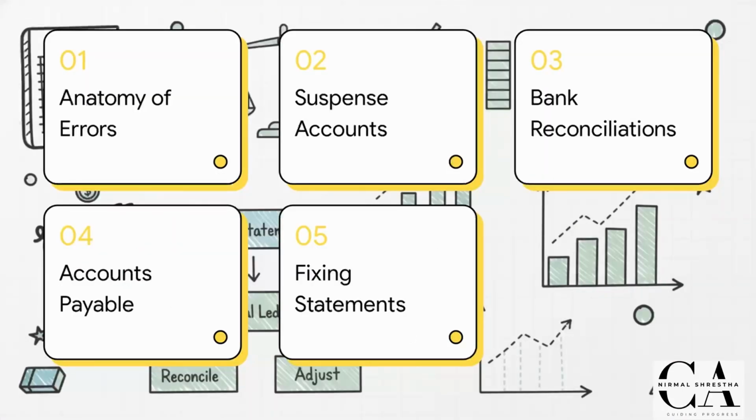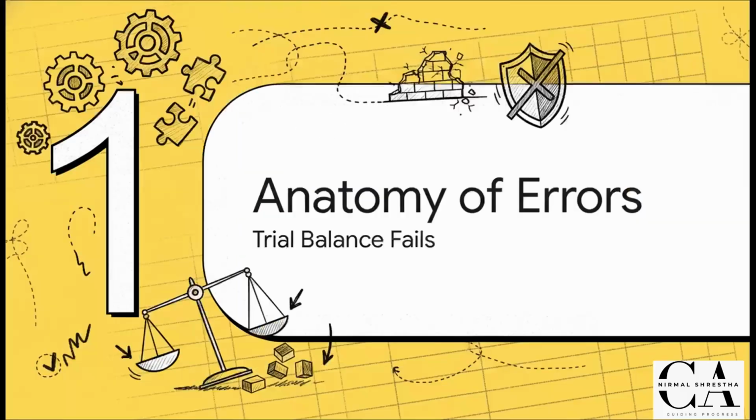So here's our roadmap for today. We're looking at 1. The anatomy of accounting errors, 2. The suspense account holding cell, 3. Bank reconciliations explained, 4. Reconciling accounts payable, and 5. Fixing the financial statements. Okay, part 1, the anatomy of accounting errors, or when the trial balance fails.